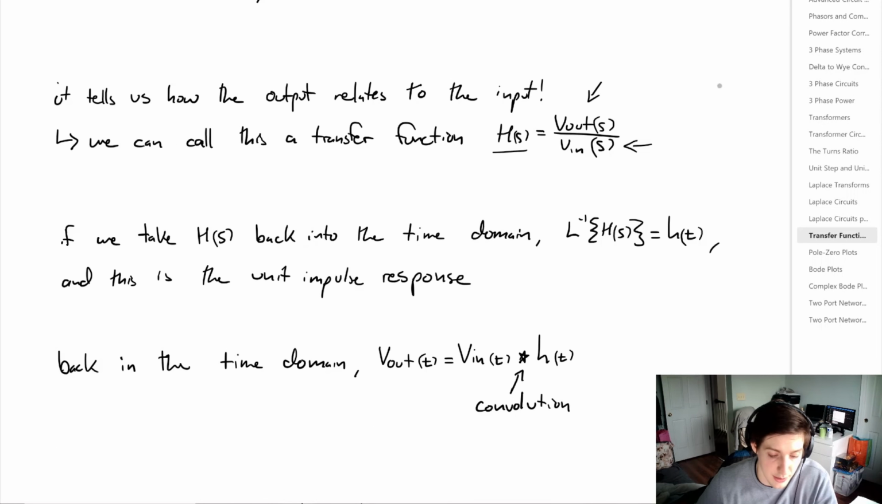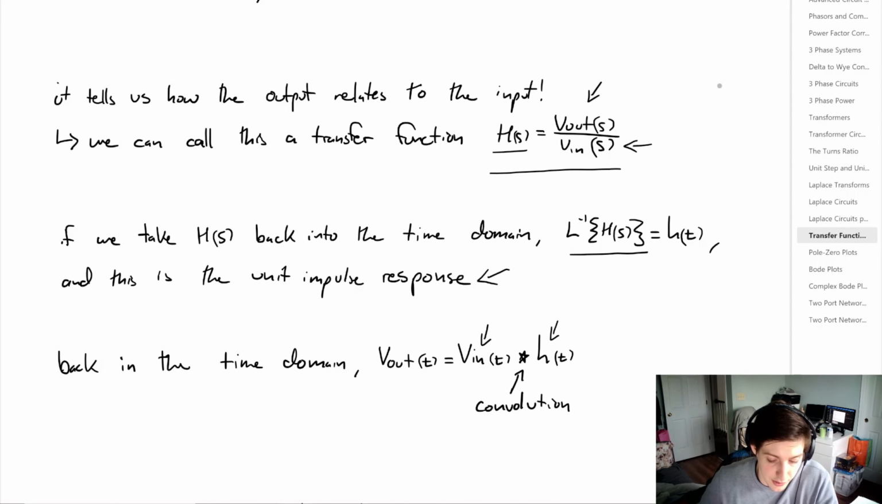Now if we take the transfer function back into the time domain by using the inverse Laplace transform, we get this lowercase h in the time domain, and we call that the unit impulse response. And similar to how we had this algebraic term in the S domain, we get a little bit different of a term in the time domain if we want the output. It's going to be equal to the convolution of the input voltage with the unit impulse response.